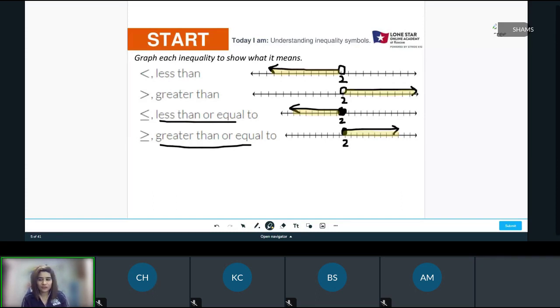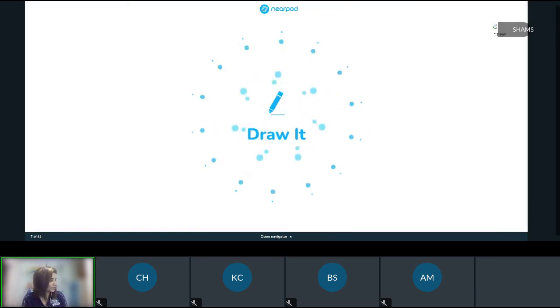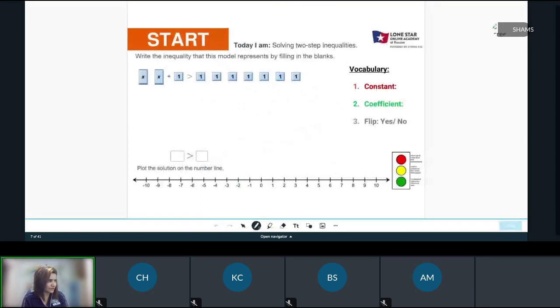Okay, I'm going to show you how you will be assessed on this topic. Sometimes you will be given models that look like these. You have seen models, but models that had to do with equations. Now, this time we are looking at inequalities. Inequalities and equations follow pretty much the same procedure. So, see if you can handle the question. Write an inequality that represents this model and solve it.